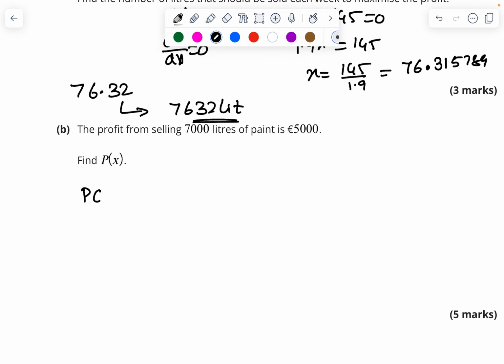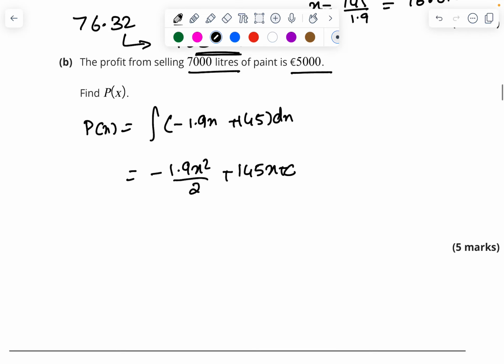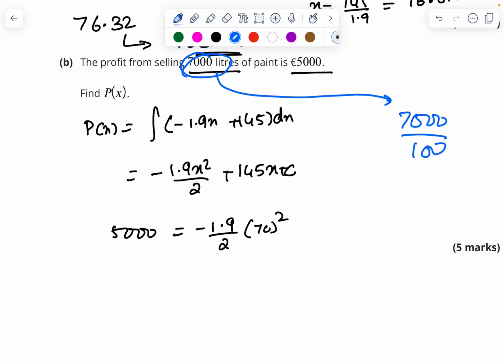So P of X equals to nothing but what? Integral of minus 1.9x plus 145 dx. So it's going to be minus 1.9 x square upon 2 plus 145x plus c. Now he says that 7,000 liters at 5,000 profit. So 5,000 equals to minus 1.9 divided by 2 times 70 whole square, because it is 7,000 liters. So 7,000 divided by 100, so it's going to be 70 liters, plus 145 times 70 plus C.